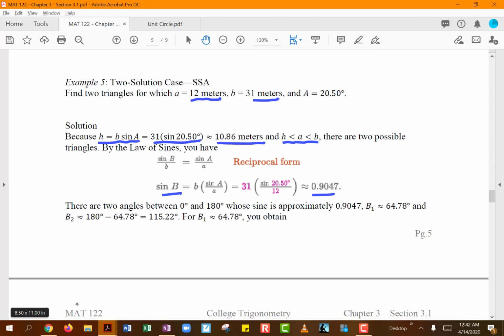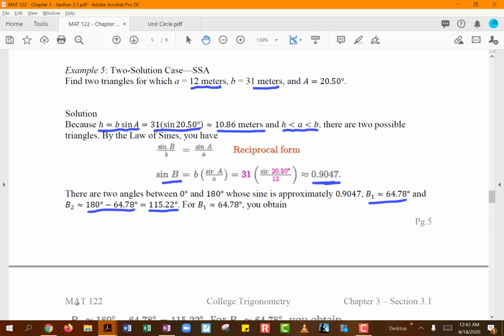So if you actually calculate sine inverse on 0.9047, you should get approximately 64.78. And then subtracting that angle from 180 degrees, you can come up with your second angle B, which will satisfy the same condition. That's because anywhere between quadrants 1 and 2, your sine value is going to be approximately close to 0.9047.